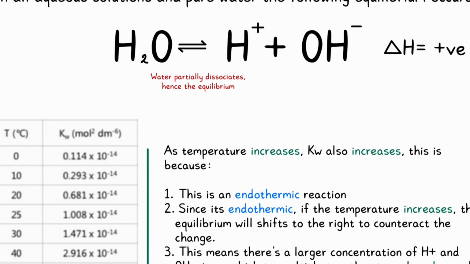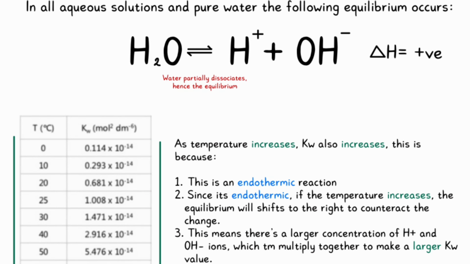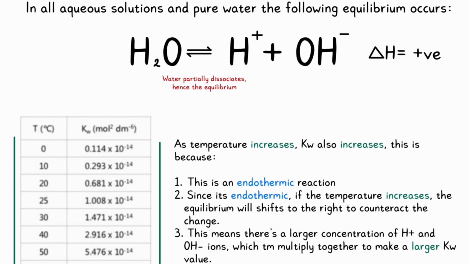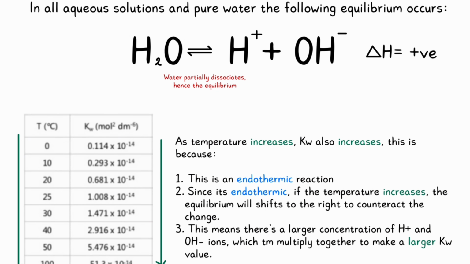Now, let's have a look at why, when temperature increases, Kw also increases. So in all aqueous solutions and pure water, we did have that following equilibrium happen. And you'll notice that this equilibrium has the enthalpy of an endothermic reaction. It's positive. So if you notice the trend, as temperature increases, Kw also increases. The reason why is, if you remember from the equilibrium topic, if you increase the temperature of an endothermic reaction, that favors the right hand side.